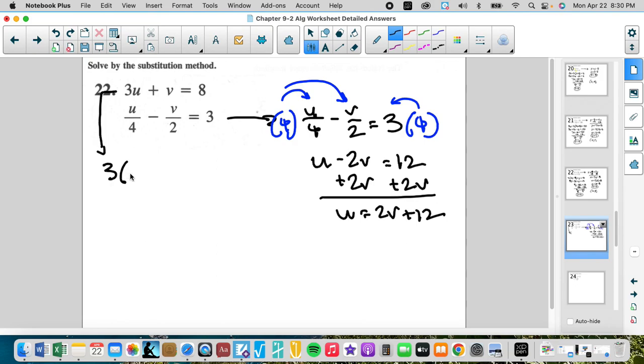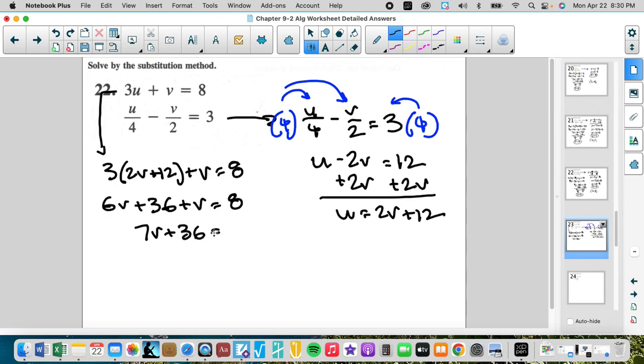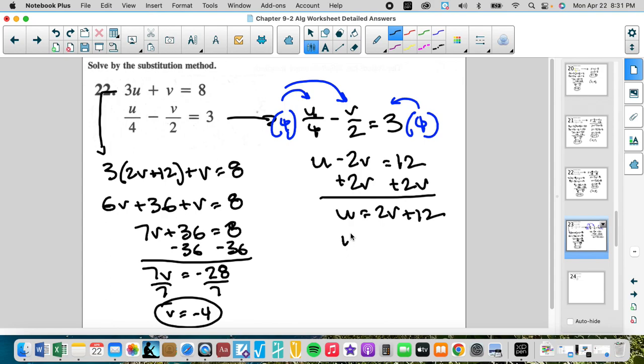So instead of writing u, I'm going to write 2v plus 12 plus v equals 8. Let's distribute that 3. 6v plus 36 plus v equals 8. 7v plus 36 equals 8. Minus 36. 7v equals negative 28. Divide by 7, divide by 7. V equals negative 4.